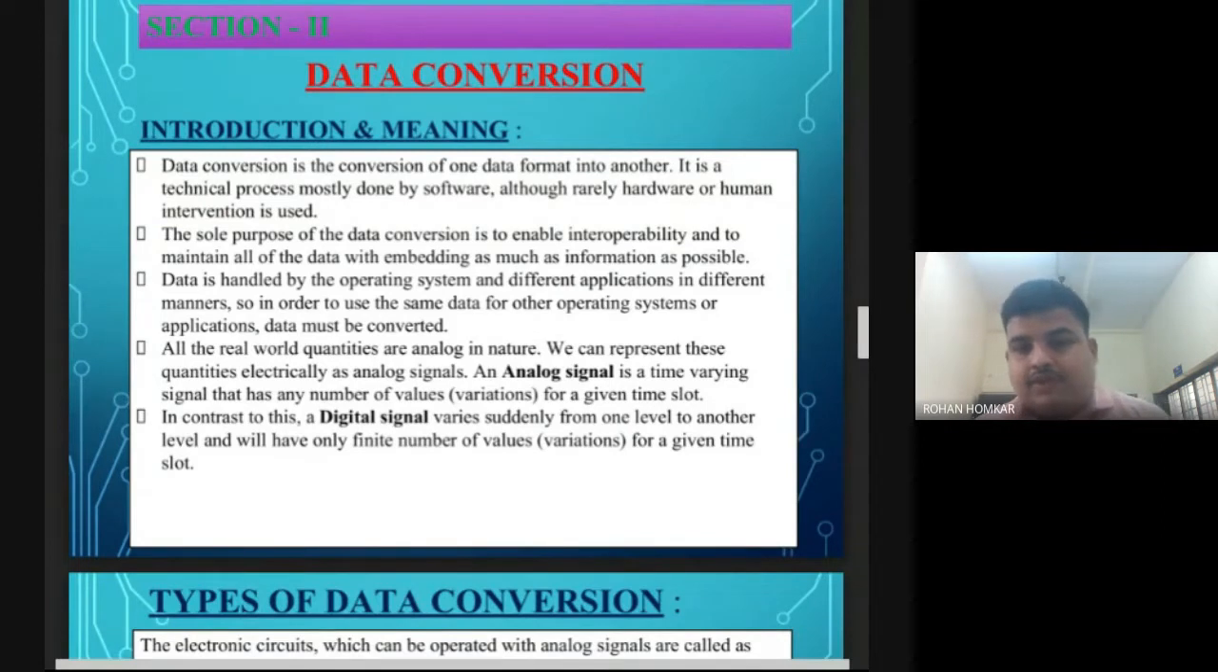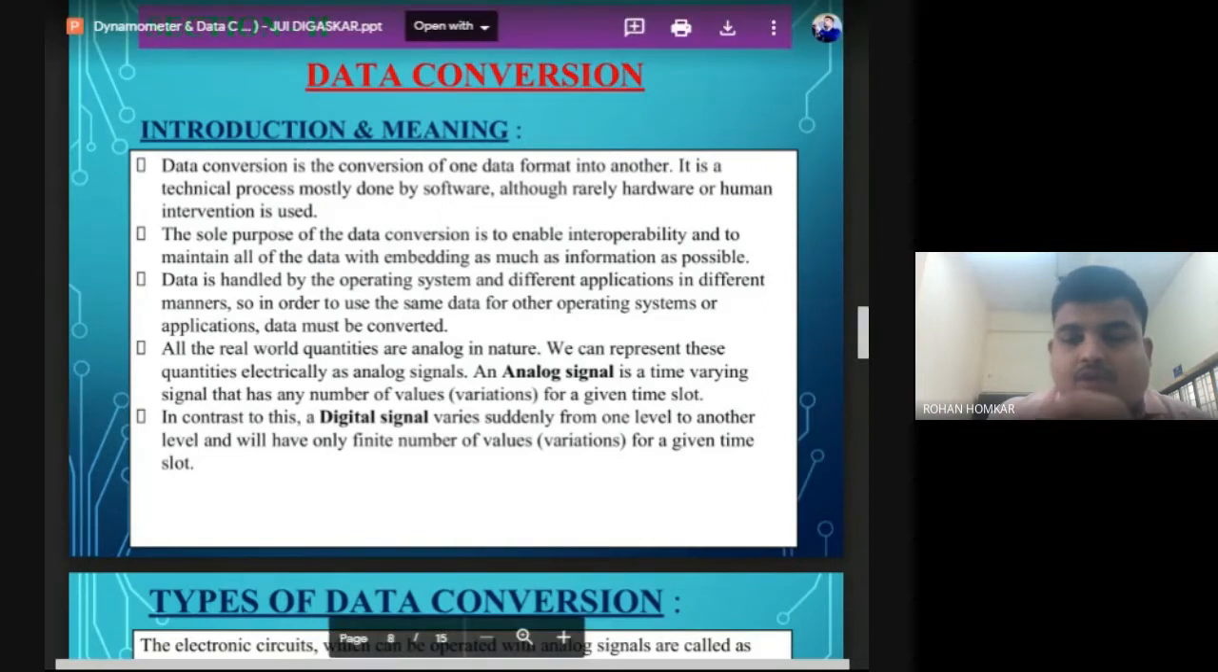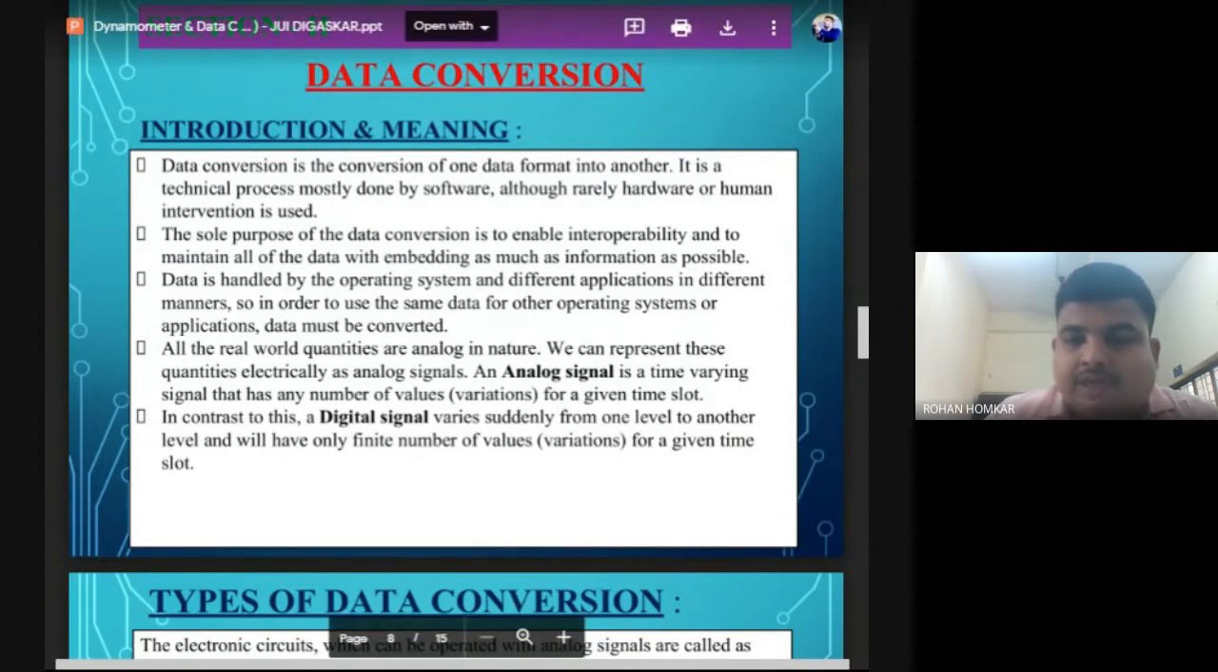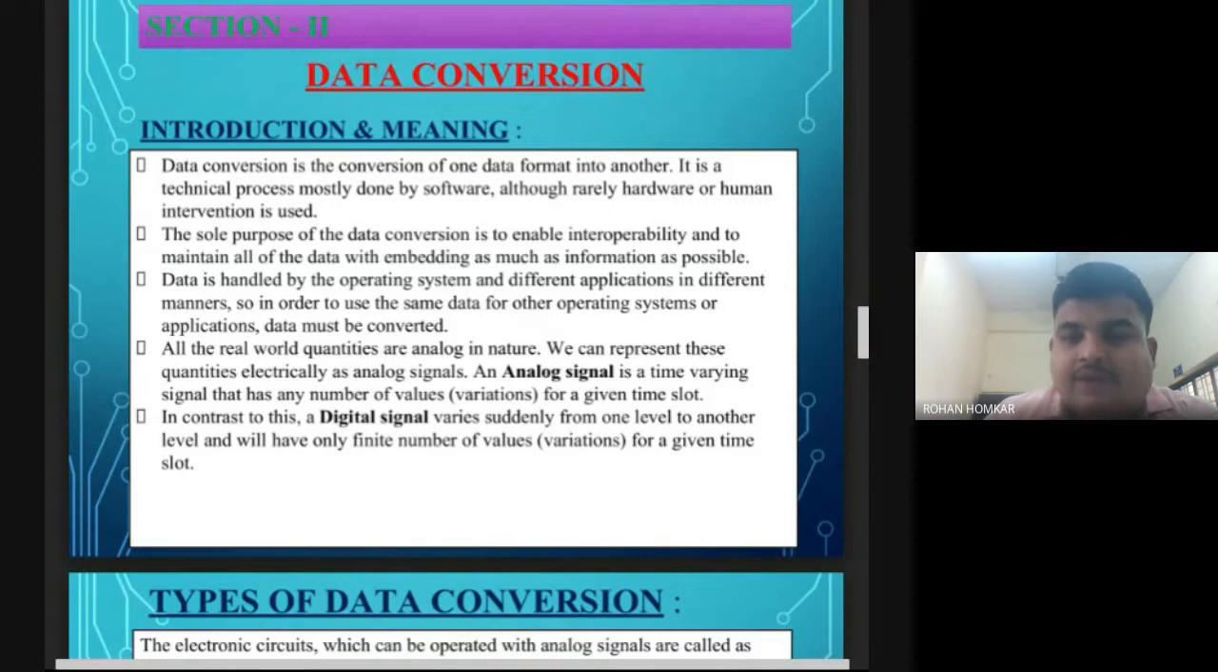So all these real world quantities, like we have seen about the water level example, or the time you can take, or any activity you take, all these quantities are analog in nature. Analog means continuous signal. So it is changing its value continuously, and we can also say that it is a time varying signal. So what do you mean by time varying signal? Say for example, you are running. While you are running, the distance you have covered for that particular time period is going to change every second. Okay. And that we call an analog signal.